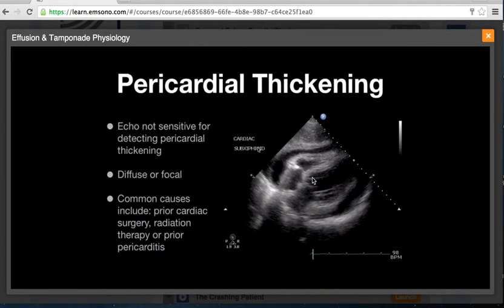Now here's a patient who has some pericardial thickening. You can see on this subcostal window that there is a large circumferential fluid collection. You've got right atrium, right ventricle, left ventricle here, and some of the left atrium here. But you can see that the pericardium is thickened. Now echo is not necessarily sensitive for the detection of pericardial thickening. Pericardial thickening, when you see it, can either be diffuse or focal, and common causes include prior cardiac surgery, radiation therapy, or prior pericarditis. And this was a patient who had had prior radiation therapy.